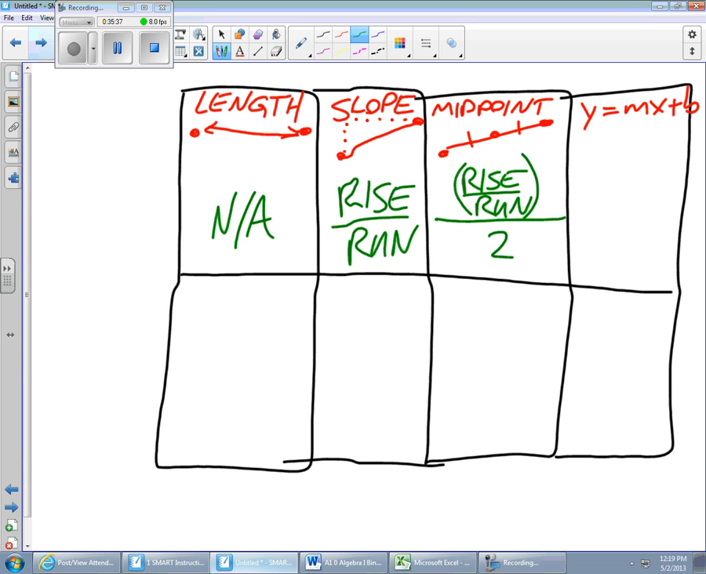Okay, and as far as the equation of the line is concerned, if we are lucky, we can go rise over run to get our slope value. And if we're also lucky, we'll be able to get our y-intercept value right out of a graph. Okay, now that's if we're lucky. We'll talk about what happens if we're not lucky here in just a second.